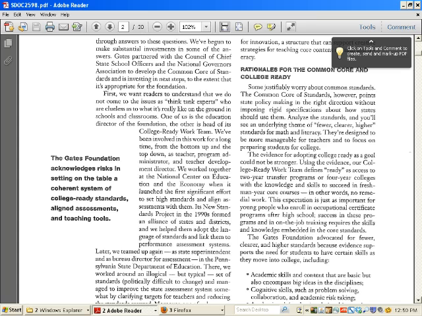Let's look at some rationales on why Common Core is necessary. Some justifiably worry about Common Core standards. The Common Core standards, however, point state policymaking in the right direction without imposing rigid specifications about how states should use them. Analyze the standards, and you'll see a theme of fewer, clearer, and higher.